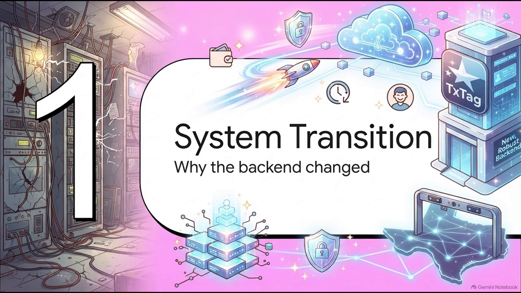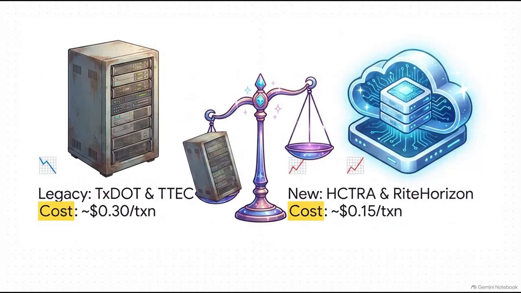Section 1. System Transition. Why the backend changed. So why on earth did they shut down a system used by millions of Texas drivers, right? And who is actually in charge of your tolls right now? Well, the Texas Transportation Commission approved this massive migration for a very specific reason. For years, users dealt with significant billing discrepancies, super delayed customer service, and just constant system-wide tech glitches under the old setup. Plus, it was wildly expensive, costing about 30 cents per transaction to process.